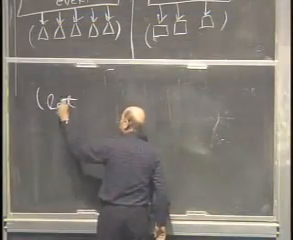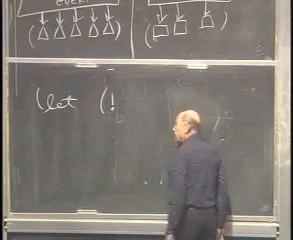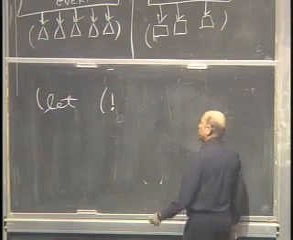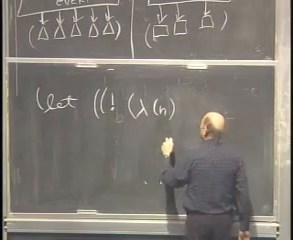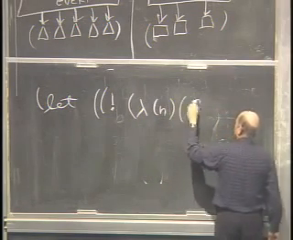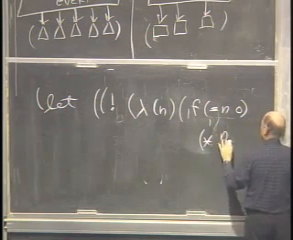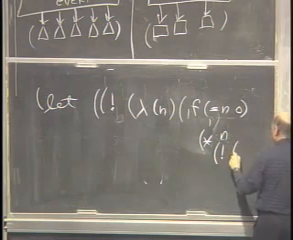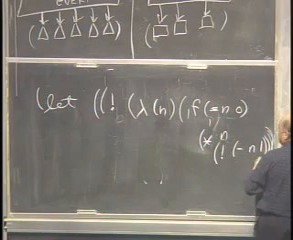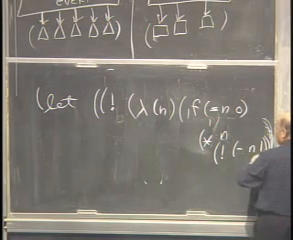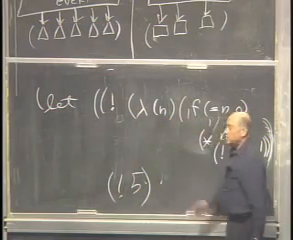Suppose I want to say let factorial be lambda of some number. If n equals 0, return 1, otherwise return n times the factorial of n minus 1. And then, what's the factorial of 5? Doesn't work.